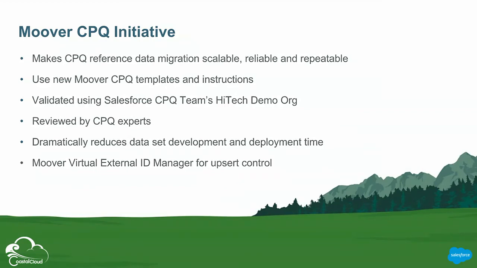So these templates will make your CPQ reference data migration much more scalable, because you can size it up to a team and even non-technical people can kick them off. It's much more reliable because we've gone through and made sure that all of the objects, all of the required relationships are included, and that all the external IDs are defined to make sure that the upsert, as Mike mentioned, which is critically important, works. And you have a repeatable process, because with these templates, you're not starting from scratch. You have a predefined format, and everyone is on the same page.